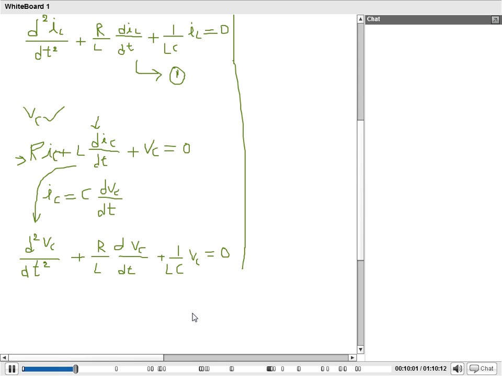Okay, how to solve the homogeneous differential equation? Generally I will explain, then we will go to the problem based on RLC, series or parallel. So how do we solve a general homogeneous differential equation?